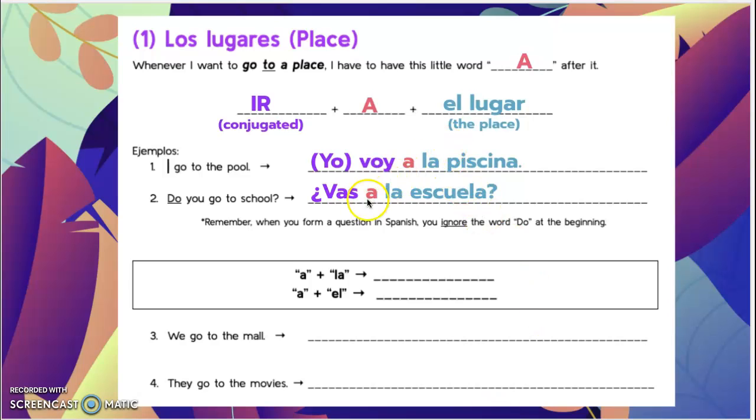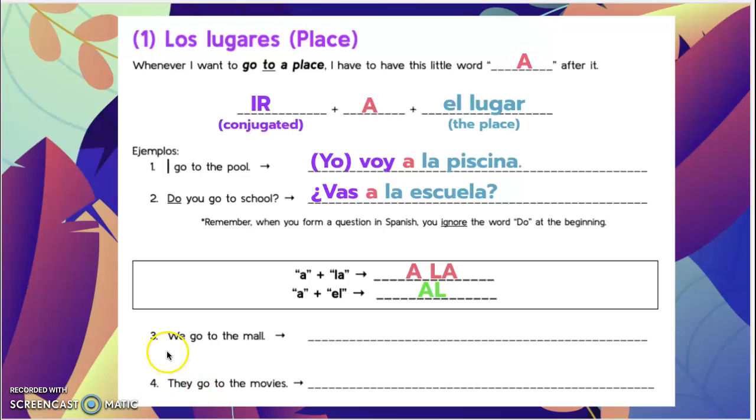Now, if you notice in both of these examples, both of the places we're going to are feminine. So that's why it was just regular a la. In the event that the place we're talking about is masculino, el templo, el centro, etc., el gimnasio, we're not going to write a el, we write al. It's a contraction, just like cannot, can't in English. This is a contraction in Spanish.